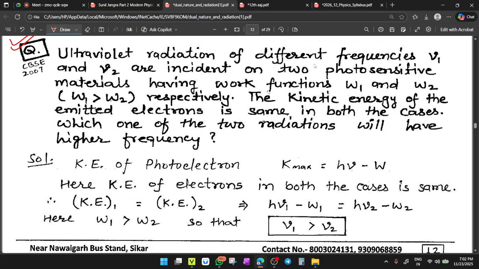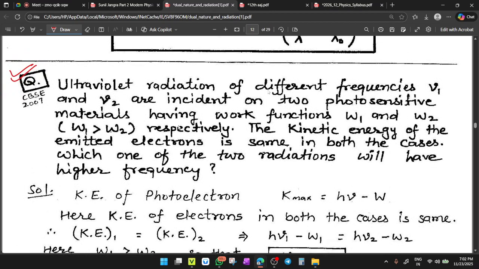Ultraviolet radiation of different frequencies, nu1 and nu2, are incident on the two photosensitive materials having work functions W1 and W2 respectively. The kinetic energy of the emitted electron is the same in both cases. Which one of the two radiations will have higher frequency?